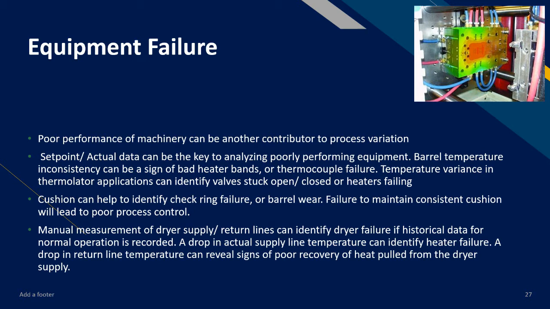Manual measurement of dryer supply and return lines can help identify dryer failures as long as historical data for the normal operation is recorded. A drop in actual supply line temperature can identify heater failure. A drop in return line temperature can reveal signs of poor recovery of heat pulled from the dryer supply.